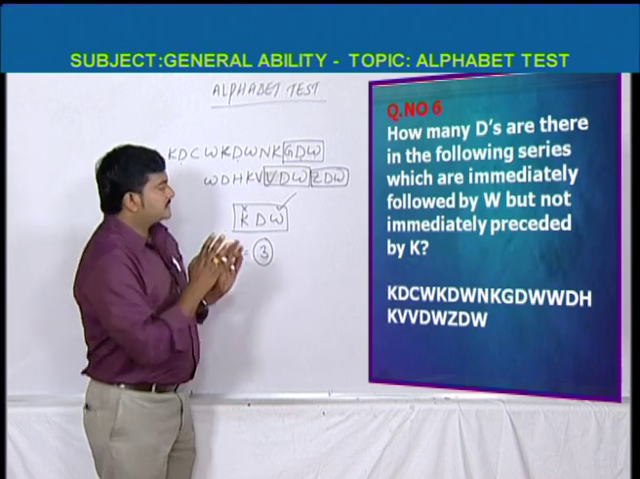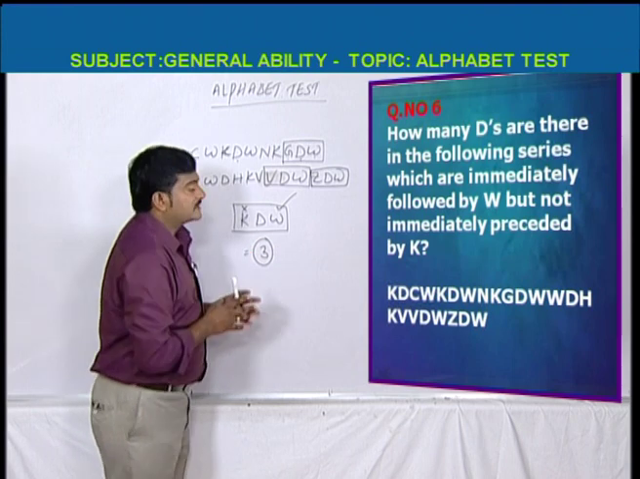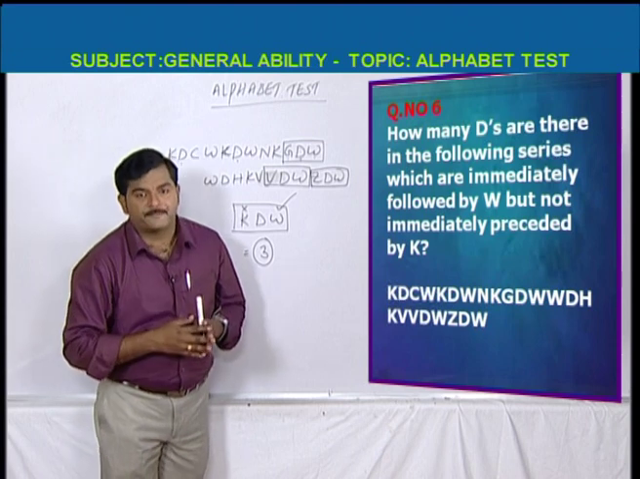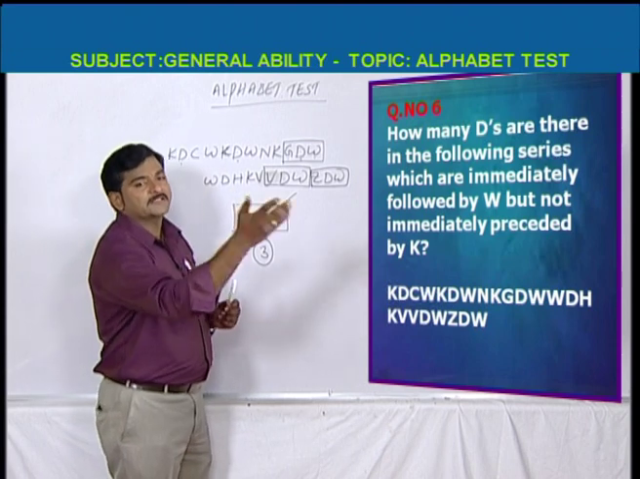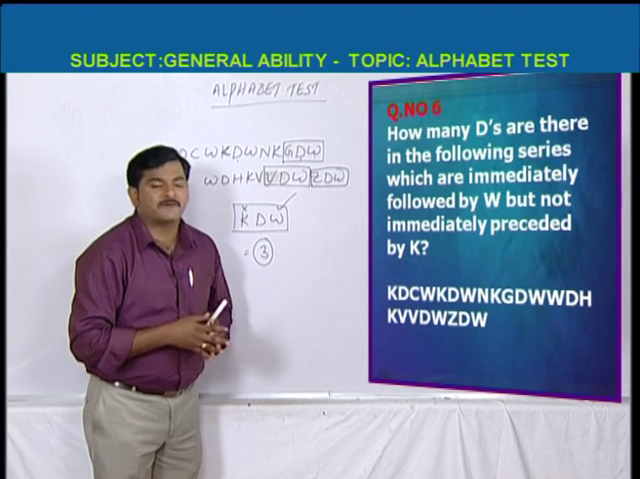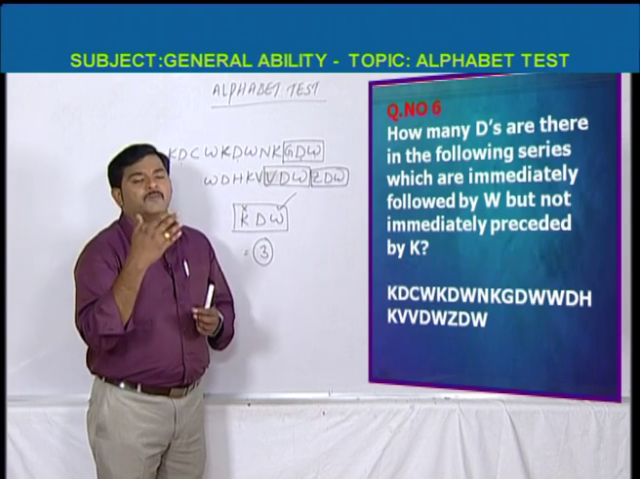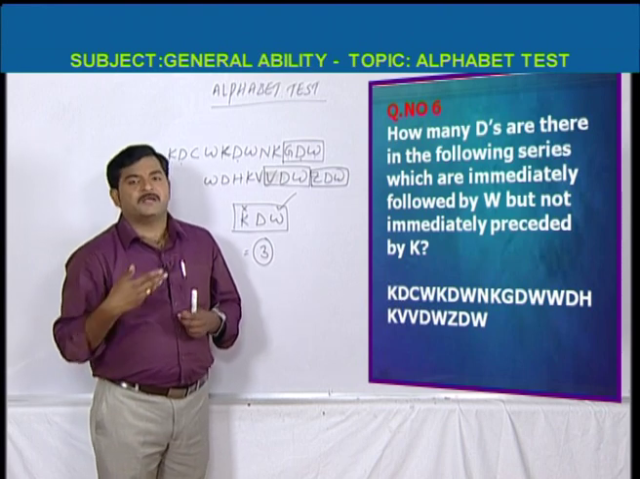I hope you understood. Since this is about alphabet test, we are discussing alphabets. But instead of alphabets, sometimes he may give numerical numbers also, a big series, a big sequence. In that big sequence, he may mention, let's say, how many 5s are there which are not followed by an odd number but preceded by a composite number.